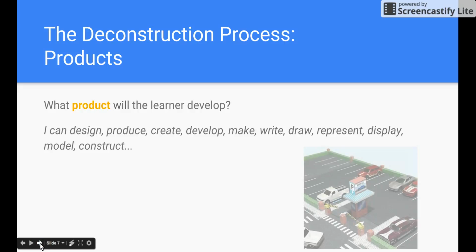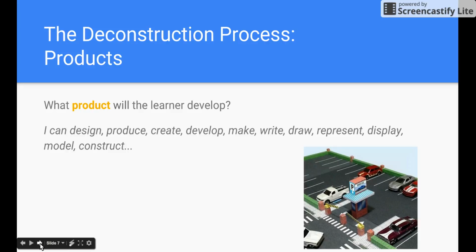This brings up an important point in the deconstruction process. Not all of these steps are needed to deconstruct a standard. If I'm focused on helping someone learn how to drive, creating a product to share information with others doesn't fit. So in this example, I would not have any product outcomes.